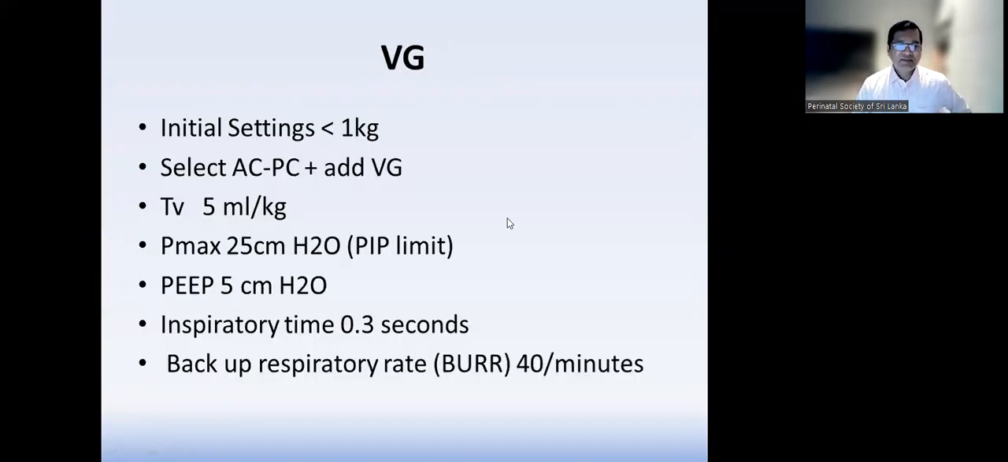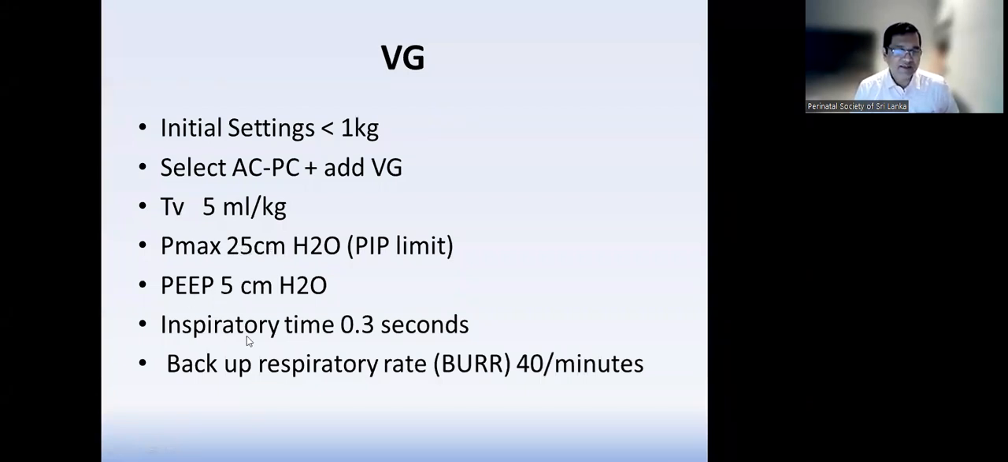So initial settings, if the baby is less than 1 kilogram, you can use the AC mode, but add volume guarantee and tidal volume 5 ml per kg. And you can set the Pmax. You ask the machine, okay, you do all this job, but don't exceed your pressure more than 25 centimeter water. That means you are setting the PIP limit. But we have no control on the PIP. It will change the PIP, whatever the PIP below 25 centimeter water.